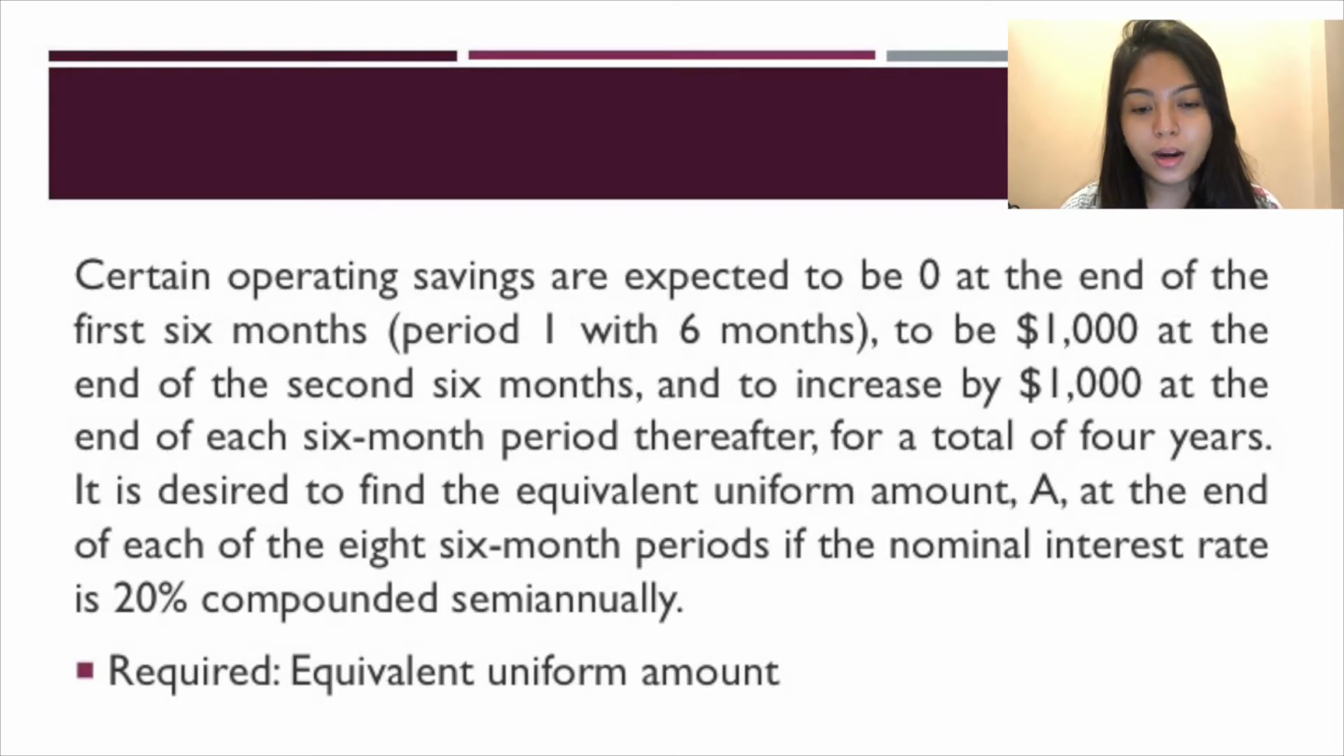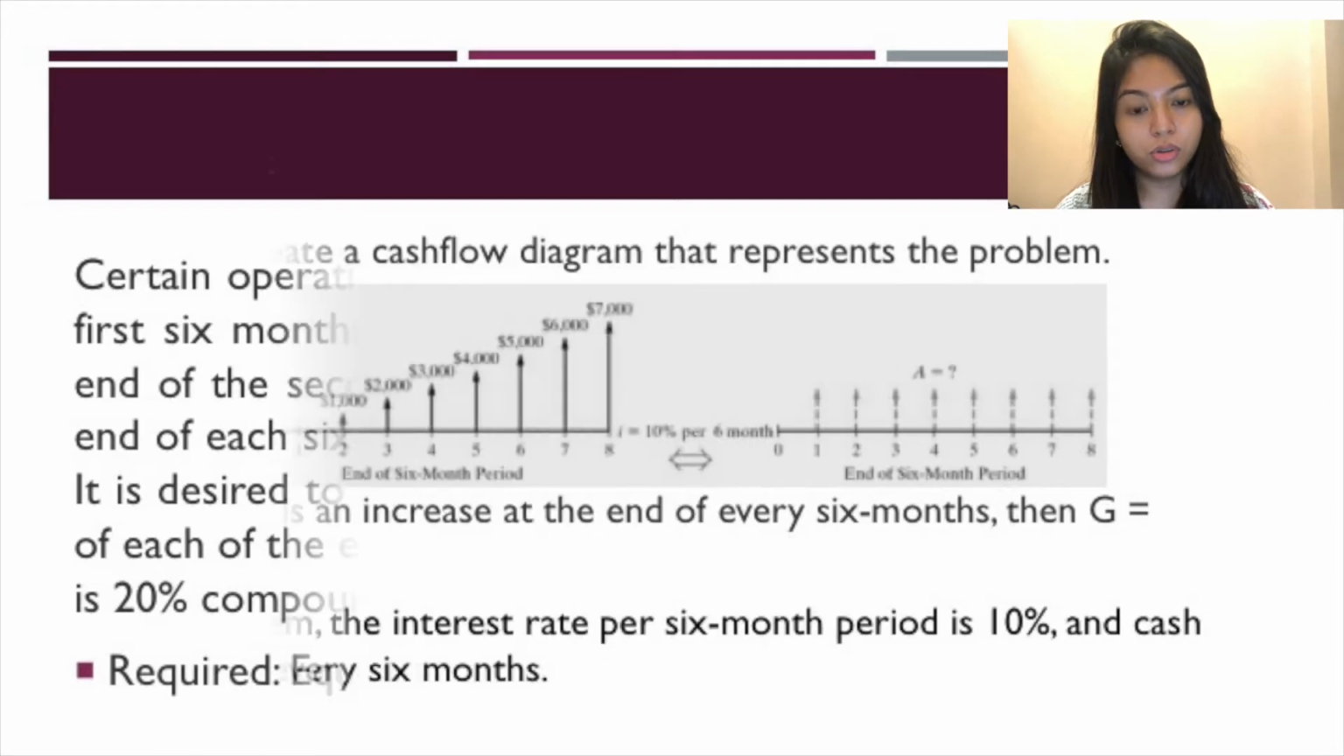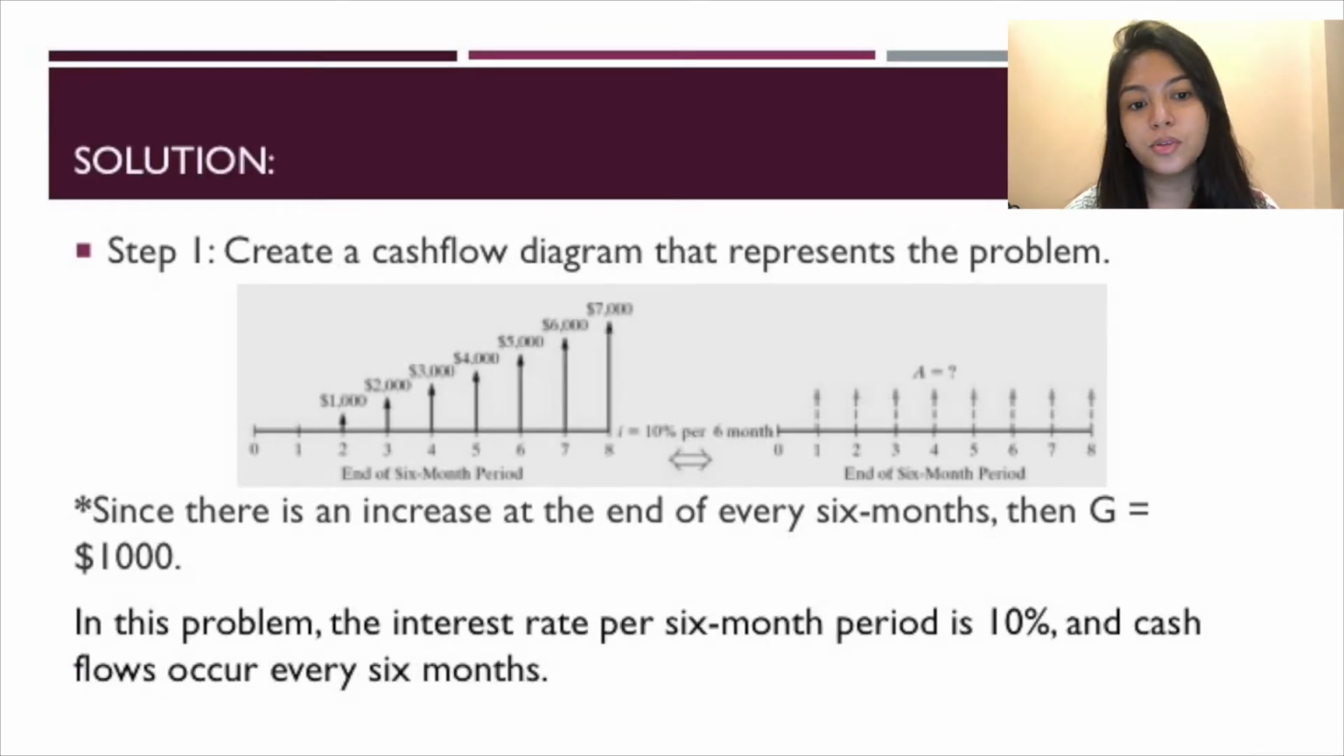Now, we are required to find the equivalent uniform amount. To solve, step 1, we have to create a cash flow diagram that represents the problem. So as you can see, here is the cash flow diagram. Since there is an increase at the end of every 6 months, G will be equal to $1,000. In the diagram shown, there's the symbol going to the left and going to the right. In between the cash flow diagrams, it indicates that the left-hand cash flow diagram is equivalent to the right-hand cash flow diagram when the correct value of A has been determined. In this problem, the interest rate per 6 month period is 10% and the cash flows occur every 6 months.